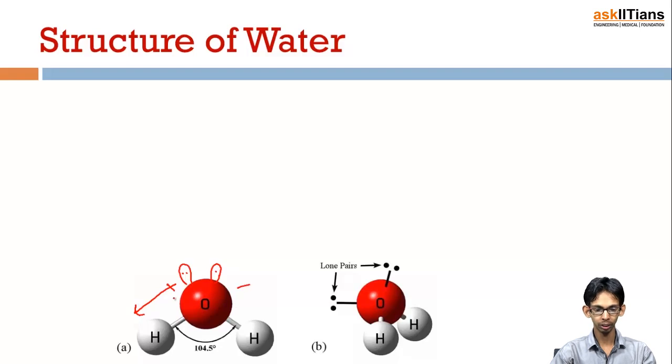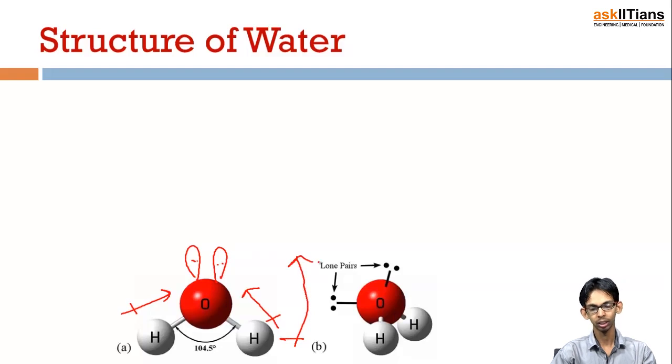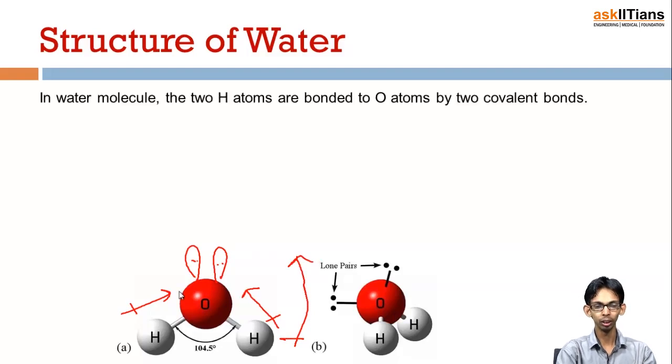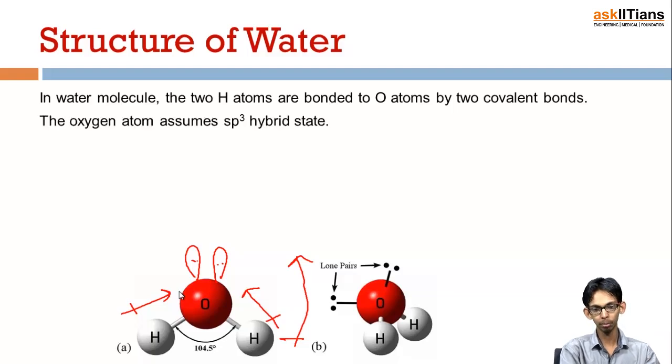For this it is actually in this direction. For this bond it is in this direction, for this one it is in this direction. Then we have 2 lone pairs of electrons. So overall polarity is like this. So it is a polar molecule. In a water molecule, the 2 hydrogen atoms are bonded to the oxygen atom by covalent bonds. The oxygen atom is sp3 hybridized actually. This is sp3 hybridized.